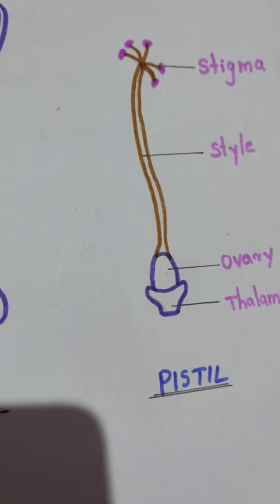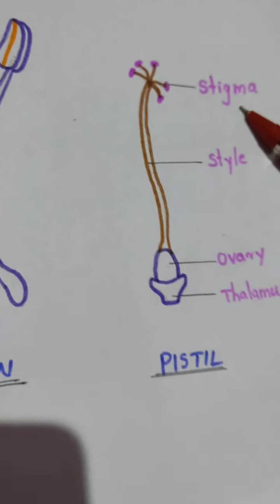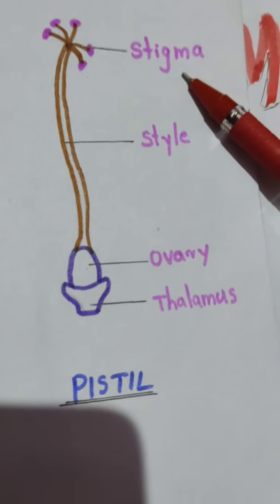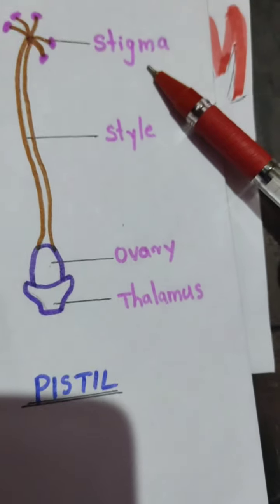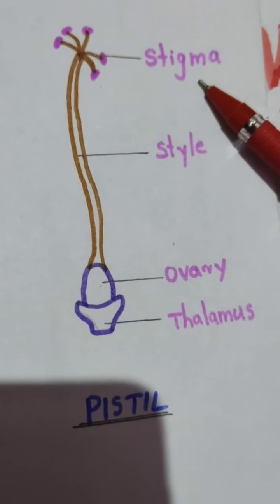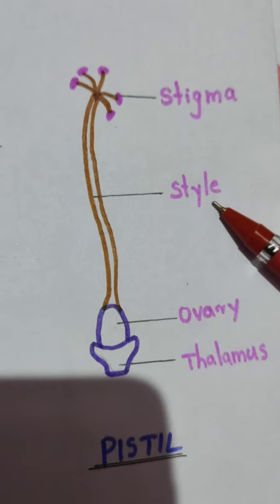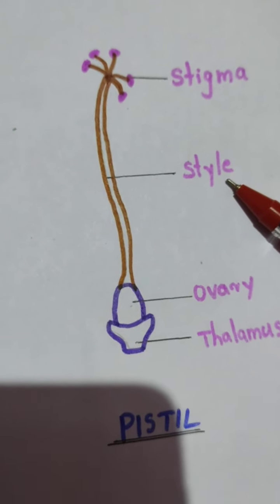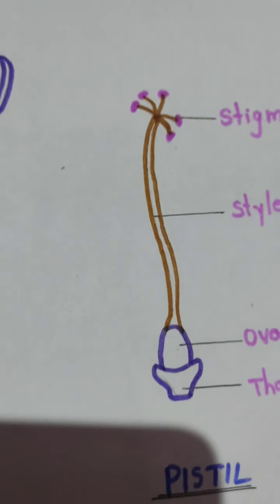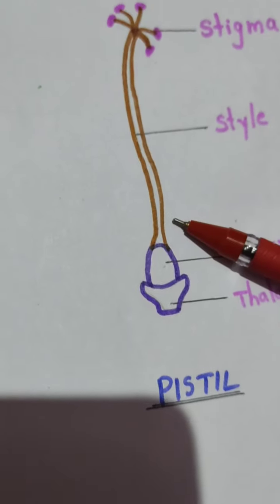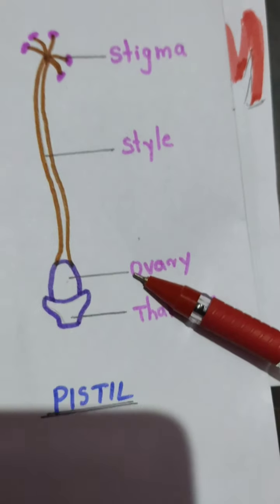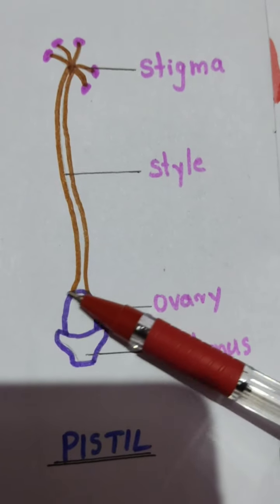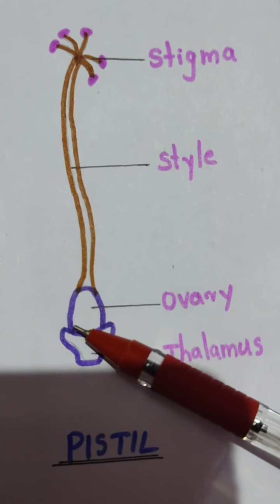The stigma serves as a landing platform for pollen grains. The style is the elongated slender part beneath the stigma. The ovary is the basal bulged part of the pistil.